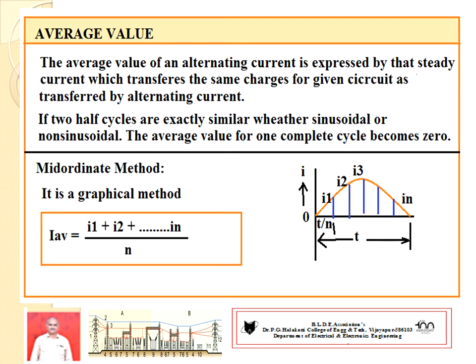I1 be the current or mid-ordinate of first interval. I2 be the mid-ordinate of second interval. I3 be the mid-ordinate of third interval. Similarly, In be the mid-ordinate of nth interval. So, average value of sinusoidal alternating current may be written as the sum of all mid-ordinates, I1 plus I2 plus I3 up to In, divided by number of intervals n.